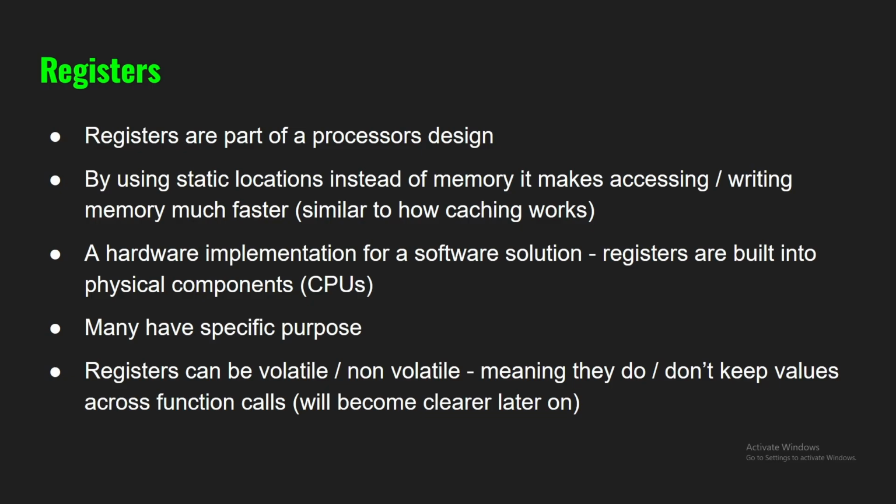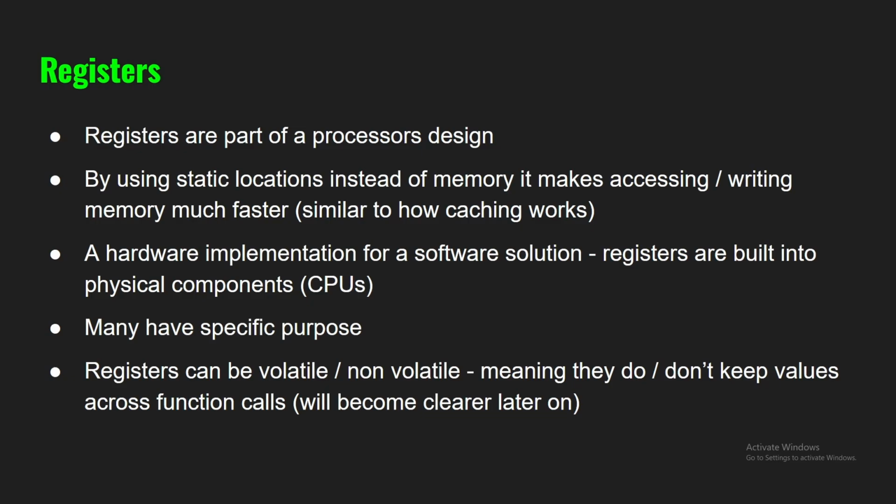These exist because access has to be so fast and just instantly available. This is why the registers exist. By using static locations instead of memory, it makes accessing and writing data much faster, similar to how caching works, as I just explained. A hardware implementation for a software solution. So registers are built into a physical component, as in the processor or some type of CPU within a system. And these registers may have a specific purpose.